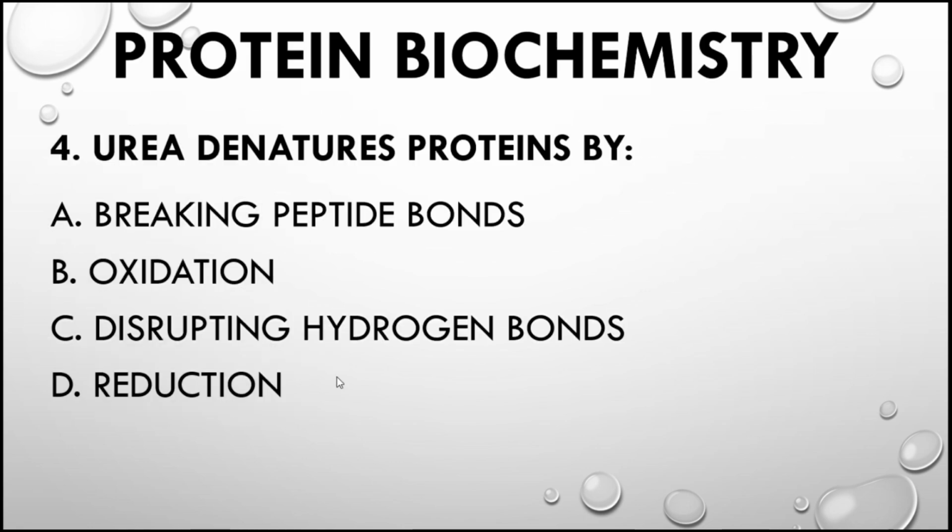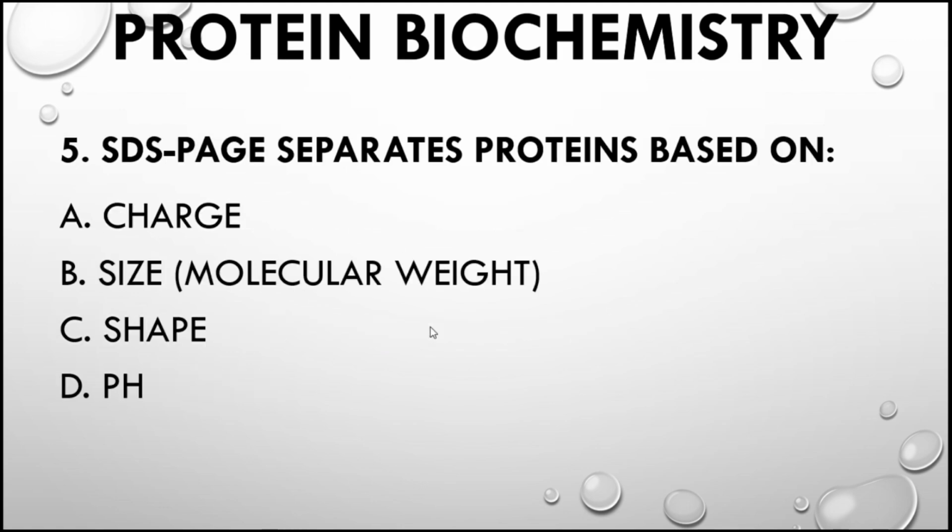Question 4. Urea denatures protein by A. Breaking peptide bonds, B. Oxidation, C. Disrupting hydrogen bonds, D. Reduction. The correct option is C, disrupting hydrogen bonds.